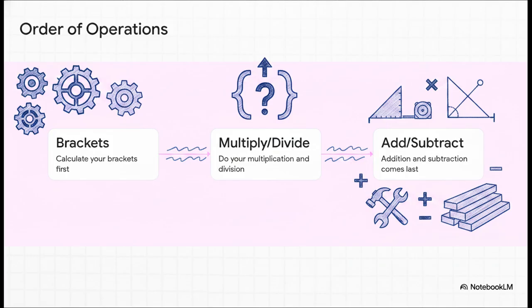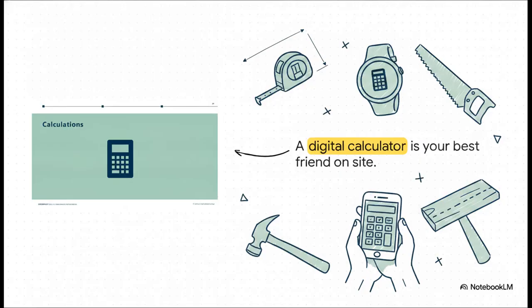First, calculate whatever is inside your brackets. Next, handle all your multiplication and division. And only at the very end do you do your addition and subtraction. It's a non-negotiable sequence. And to make sure you're following those steps accurately, always keep a digital calculator handy, or the calculator app on your phone or smartwatch. You're going to rely on this constantly to double-check your math and figure out exact material quantities before making a single, irreversible cut. Remember the golden rule. Measure twice, calculate once, then cut.